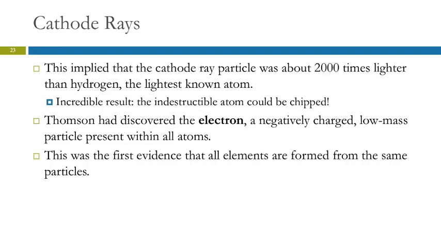What he had discovered was the electron. So the electron is a subatomic particle because it's a particle that's smaller than an atom. Electrons are negatively charged, they have very low mass, and they are present in all atoms. All atoms have electrons. That's why it didn't matter what the metal was that he made that cathode out of, the beam was still electrons, because all atoms have electrons in them. So this was the first evidence that all elements are actually formed from the same particles.